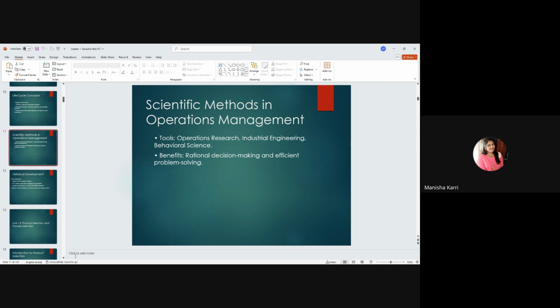The best example of these scientific methods being used in operations management is a company facing production delays. It can use operations research to create scheduling models that minimize downtime. Industrial engineering can design the workflow for better speed, and behavioral sciences can address worker motivation to increase productivity.